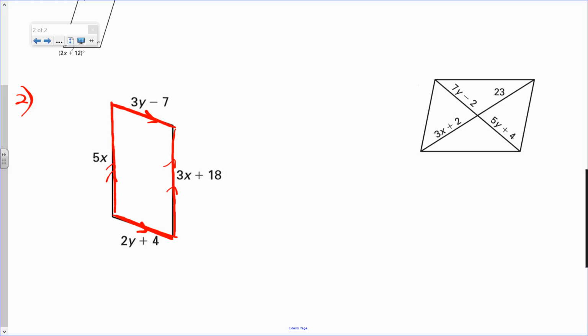So, using theorem 6.2, the logic of 6.2, I'm going to say 3y minus 7 is going to be the same size as 2y plus 4. It's a parallelogram. Theorem 6.2 tells me so. Right, Catalina?